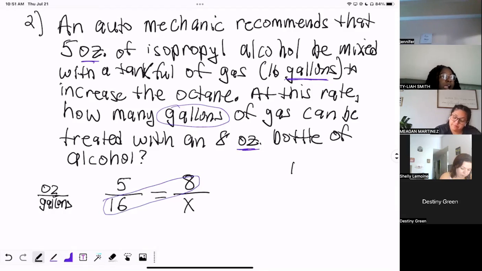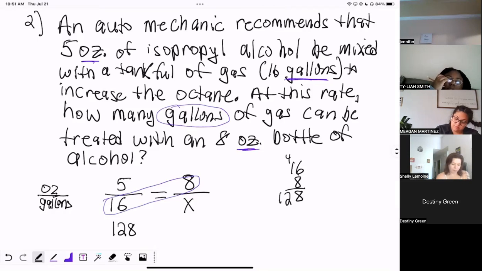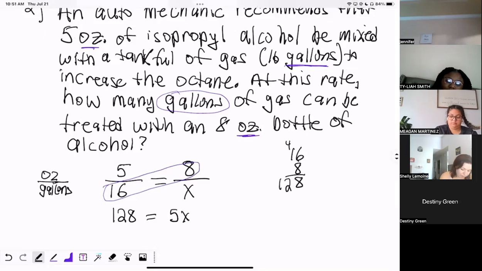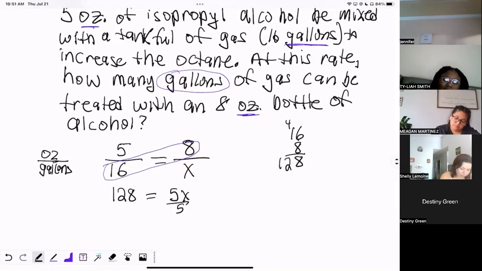Let me just write this down. 16 times 8 is 48, 8, 9, 128. I got 128. So 128 is equal to 5x. I'm going to divide by 5, divide by 5. So let's do that. 128 divided by 5. It looks like to me it's going to be a decimal.